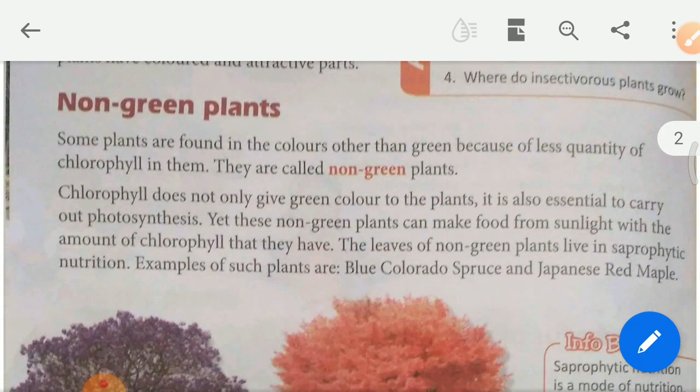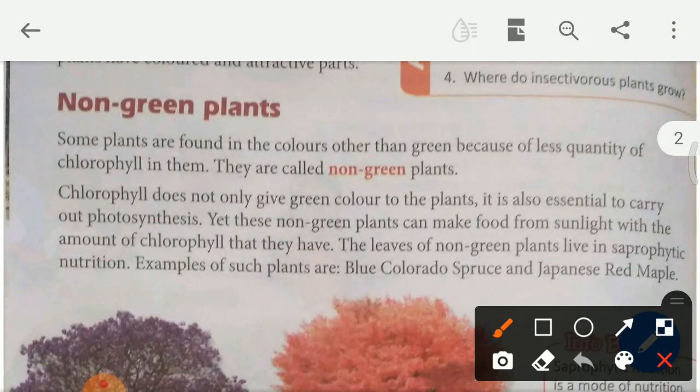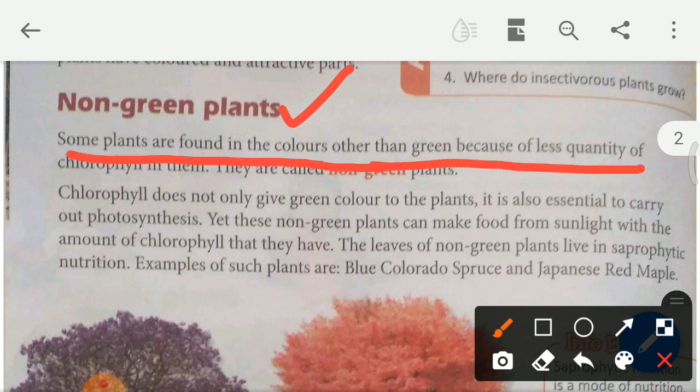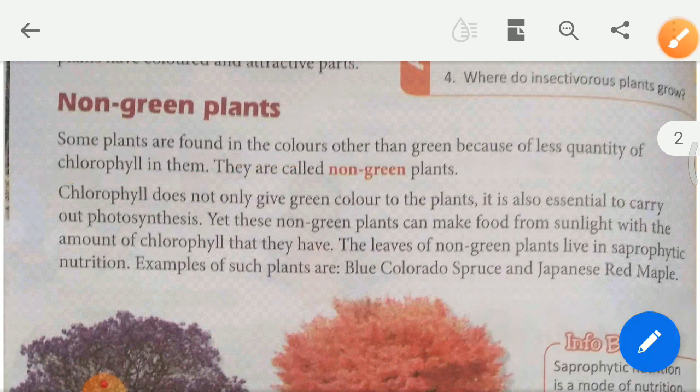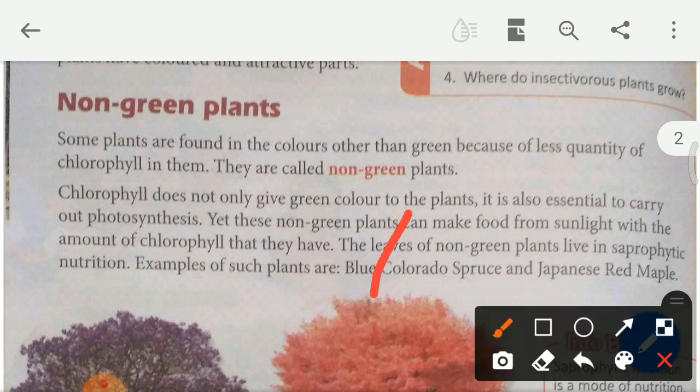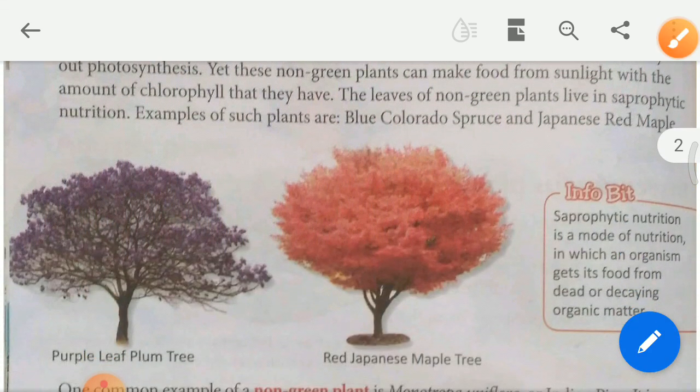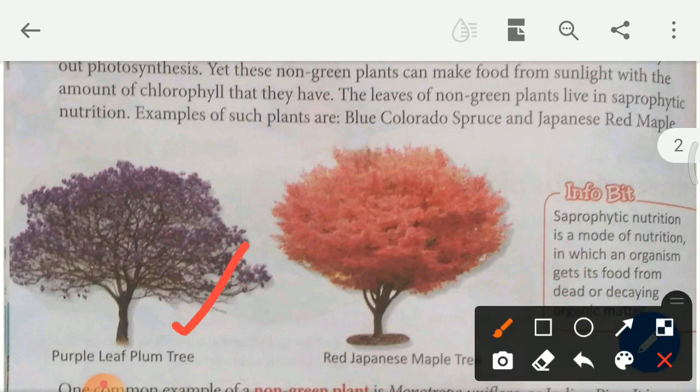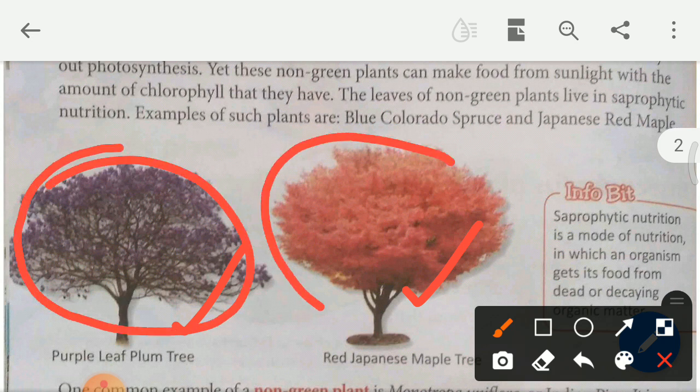And the next one is non-green plants. So some plants are found in colors other than green because of less quantity of chlorophyll in them. Such types of plants are called non-green plants. The examples of non-green plants are, one is a purple leaf plum tree and the next one is a red Japanese maple tree. These two trees are looking like a different color. One is a purple color and another one is a red color. It is looking like other than green.